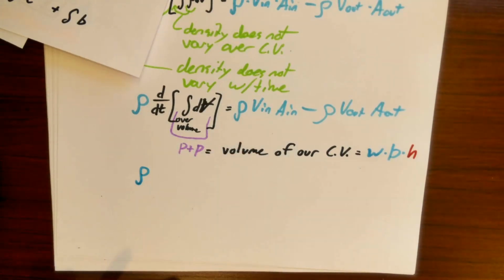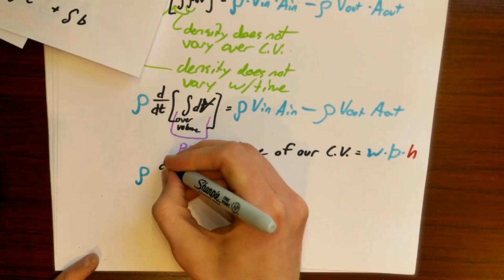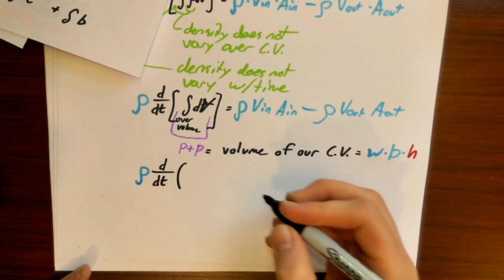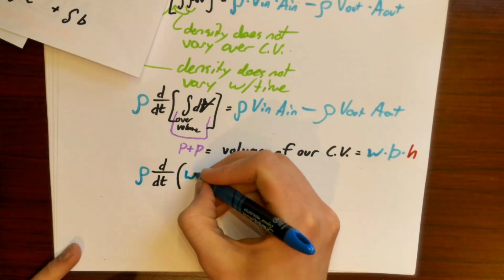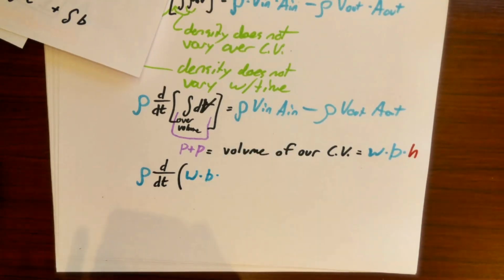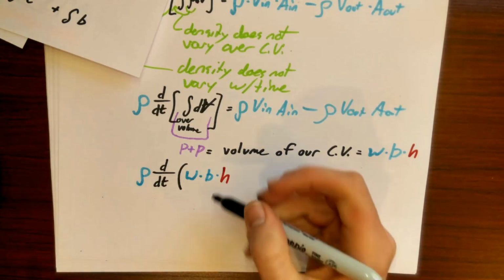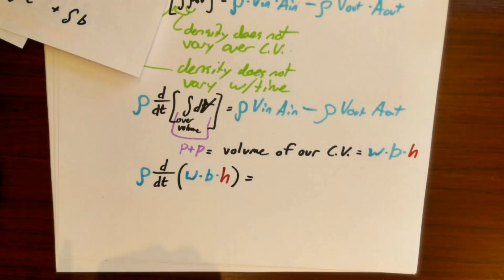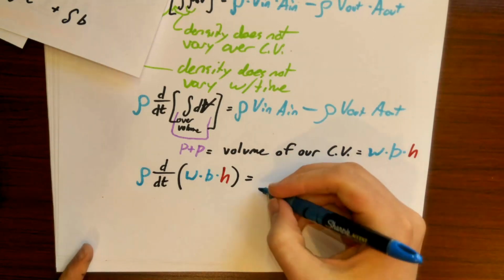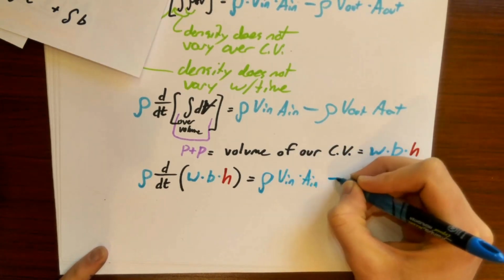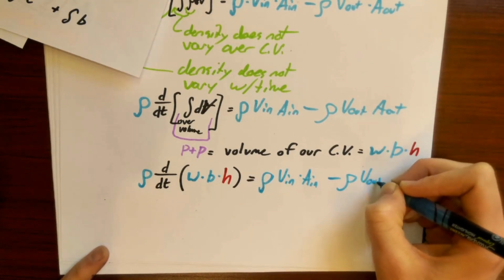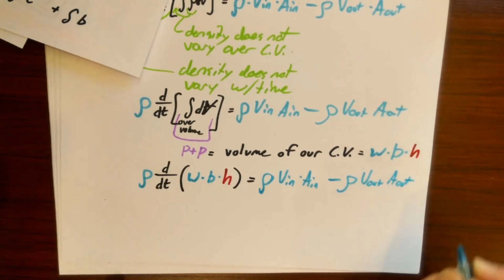So rho d/dt of W times B times H is now equal to the right-hand side. So rho v_in A_in minus rho v_out A_out.